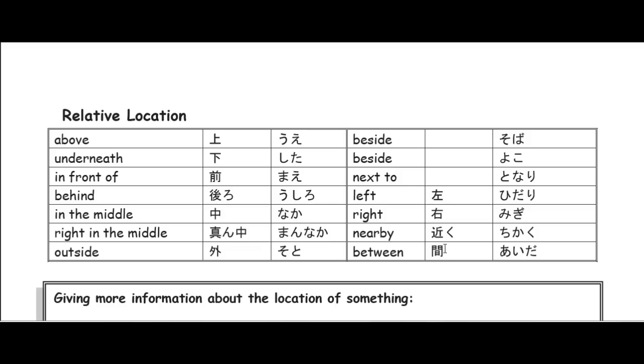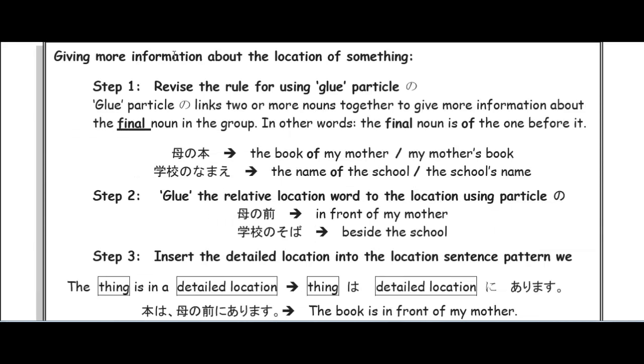Now aida is the only tricky one, because when we use this, we've got to list the two things that it's between. So we'll be listing those two different places using and to. Okay, let's have a look at the explanation. Just go down a little bit here. Okay, you can see this in your book, giving more information about the location of something.